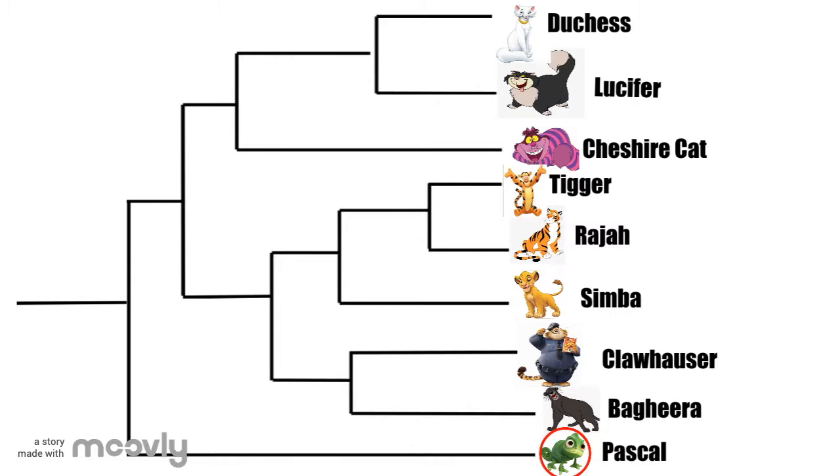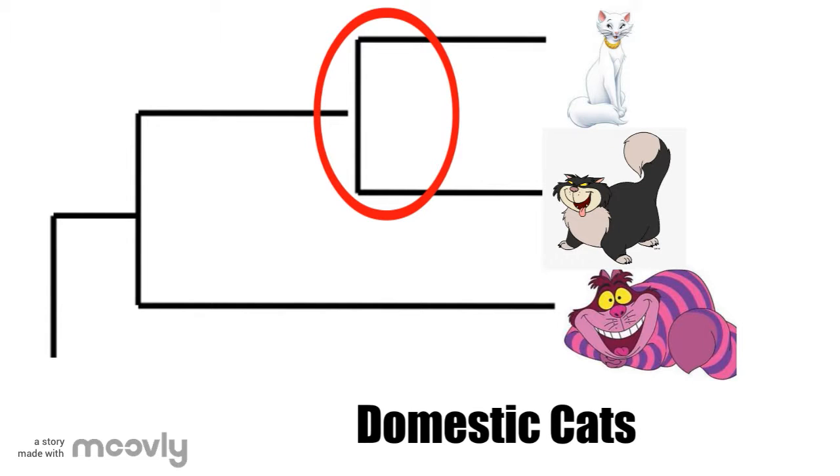Looking at this first cluster, we can see that these cats are all similar to house cats. Duchess, Lucifer, and the Cheshire Cat are all closely related, but Duchess and Lucifer are more closely related because they are much more domesticated. However, the Cheshire Cat is still a type of house cat, which is why he is in this group. Here's an example of cladogenesis, or the splitting of one lineage into two.